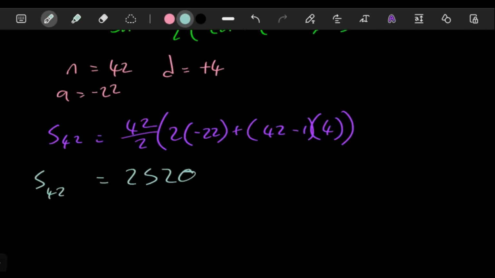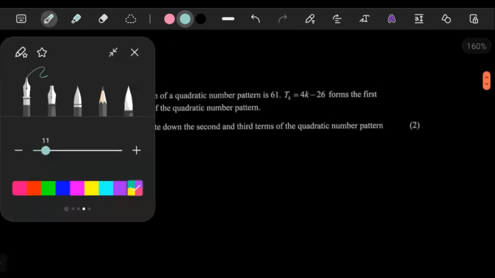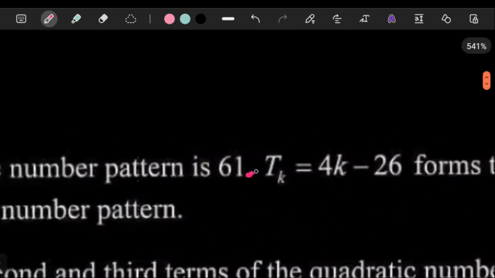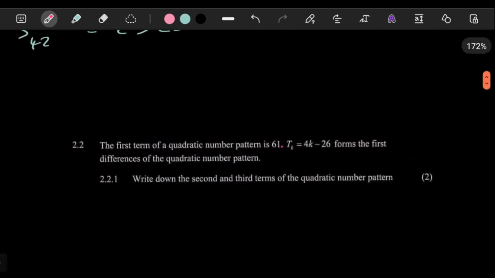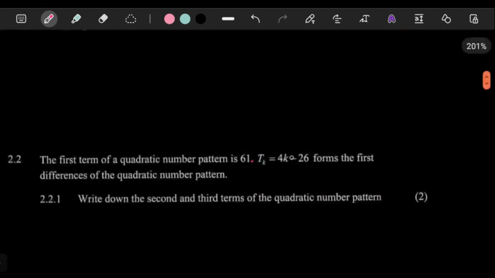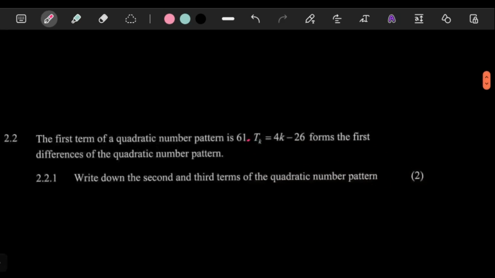Okay, let us keep it moving. 2.2.1 says the following: the first term of a quadratic number pattern is 61. It says Tk, a certain term, is equal to this value, or rather, this is a formula. It forms the first differences of the quadratic sequence. It says write down the second and third terms of the quadratic pattern.